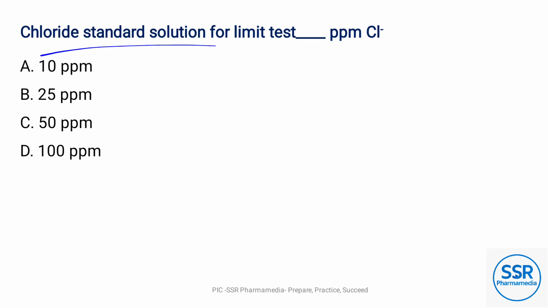The chloride standard solution for the limit test, in ppm of chloride ion. So option B, 25 ppm of the standard chloride solution is used for the limit test for chloride.